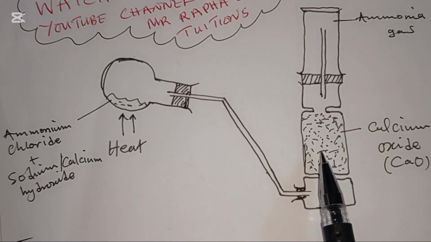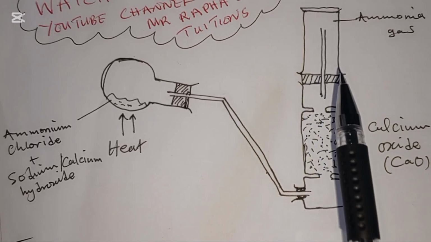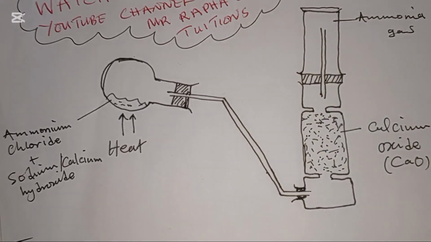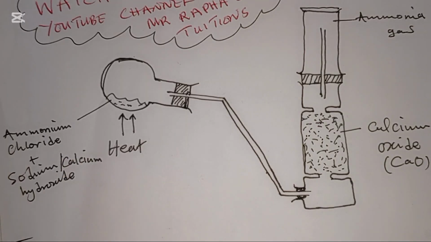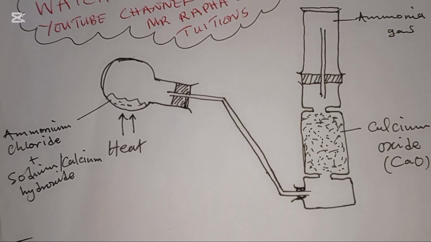So what is the purpose of passing ammonia through calcium oxide? It is to remove moisture. And then this type of collection here is called the downward displacement of air. So this downward displacement is used because ammonia gas is lighter than air. It is less dense. And this process is used to test for ammonium compounds. So if we want to test for ammonium compounds, we need to use this method.